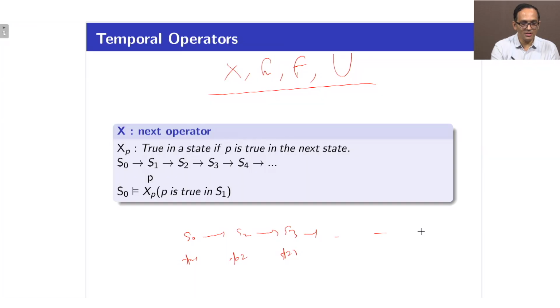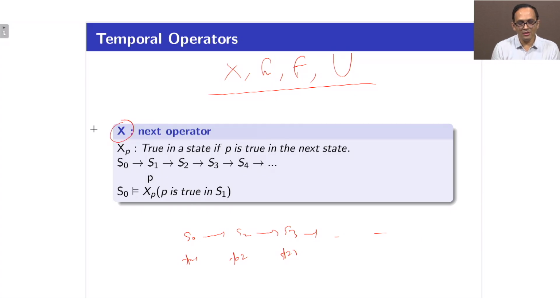So, think about it as linear. There is an execution path, on which I am checking something, and what I have to check is something happening in the future. I am somewhere here and I am going to check something that happens in the future. The first operator is called the next operator, which is just the immediate next state.